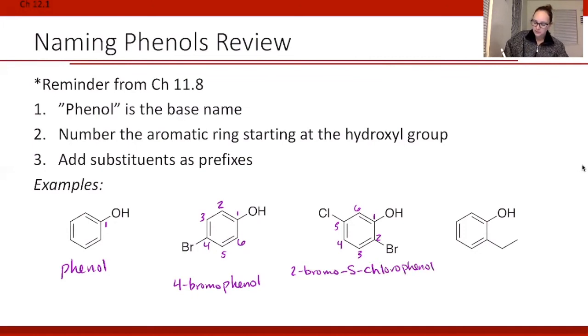And our last one, we have a number 1 at the oxygen. Always start with number 1 at the oxygen. And I'm just going to label number 2 here because that's my only substituent. We have 2-ethylphenol.